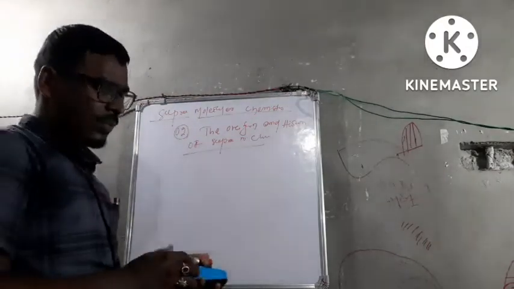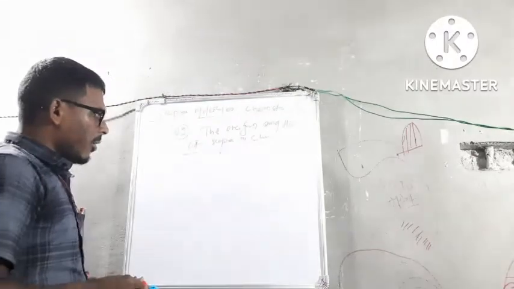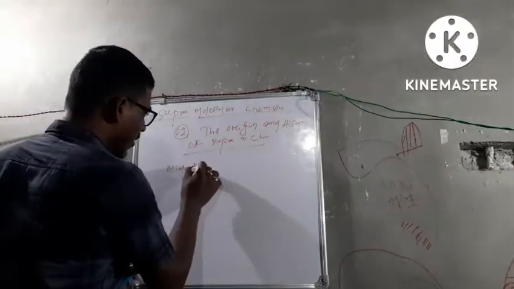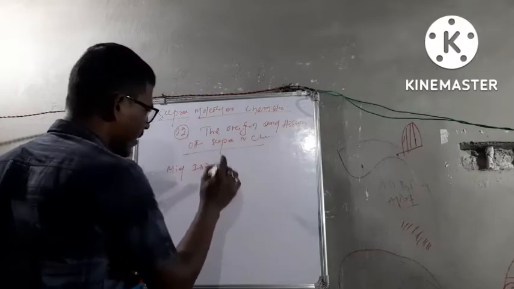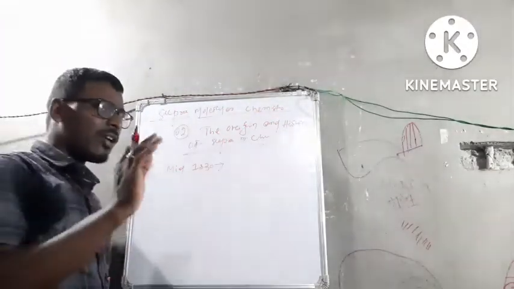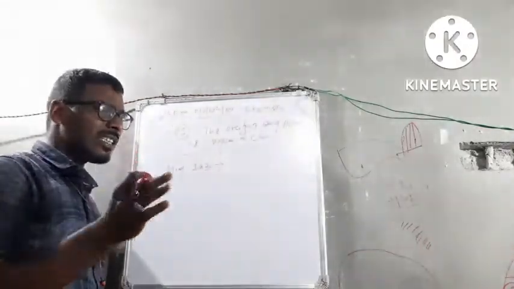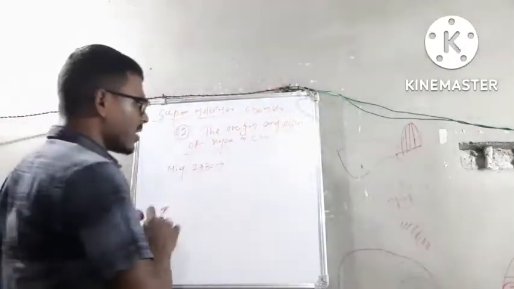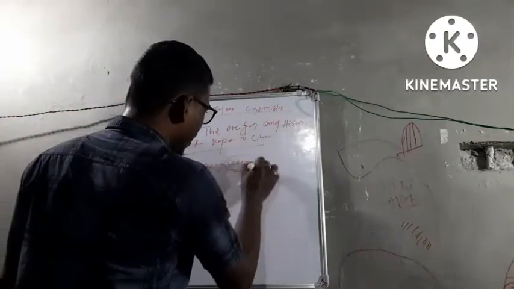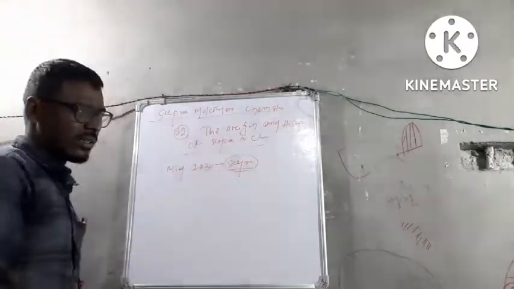First of all, in the mid 1830s, generally only a term was introduced, that is called supramolecular chemistry.